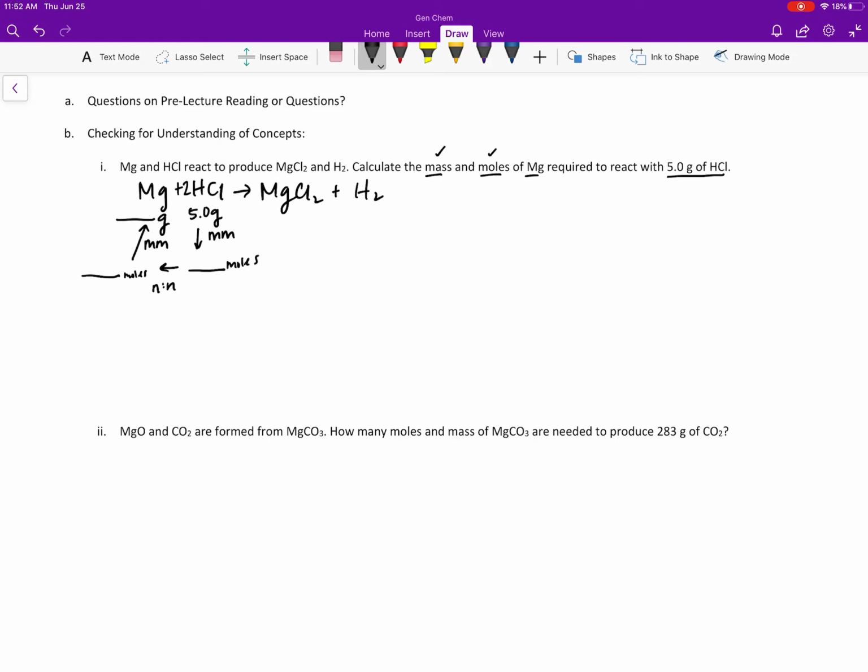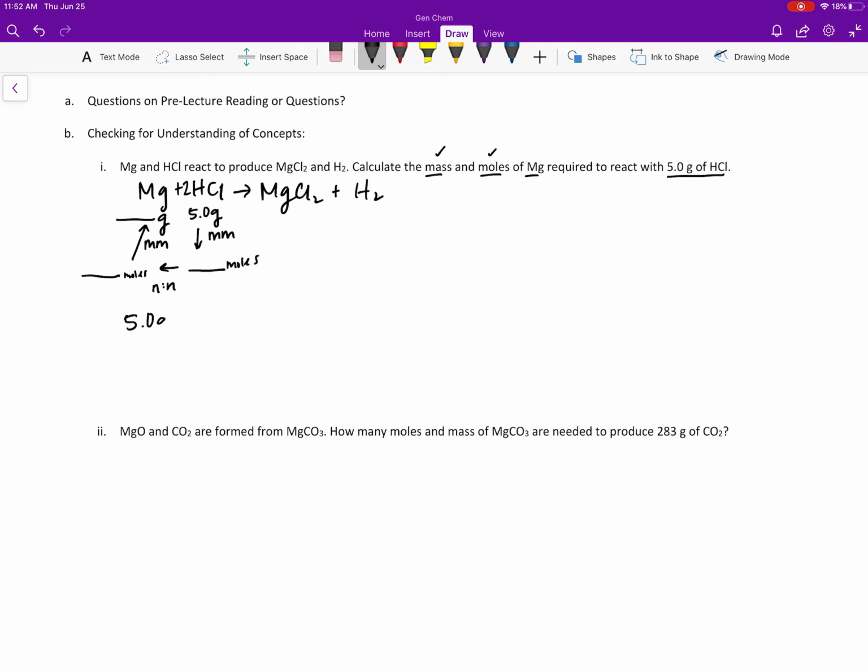So I can set this up as one big long train track, or I can do 3 separate calculations. Either way is fine, but this tells me where I'm starting and where I'm ending, and so I use this little pathway to make sure that I do all the correct steps to get to the final answer. So let's set it up.